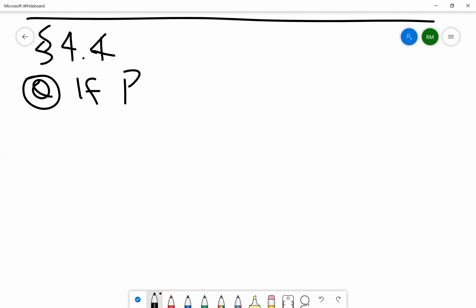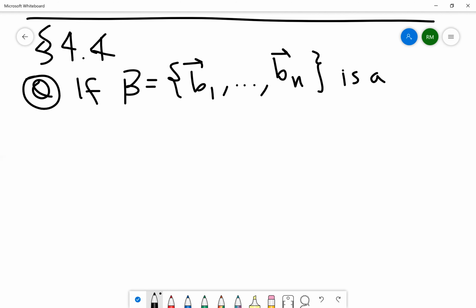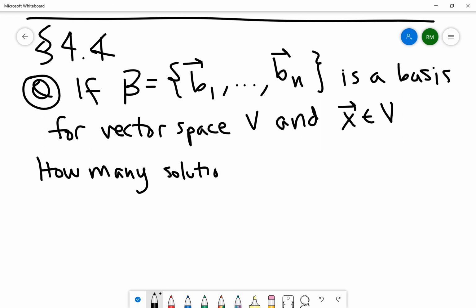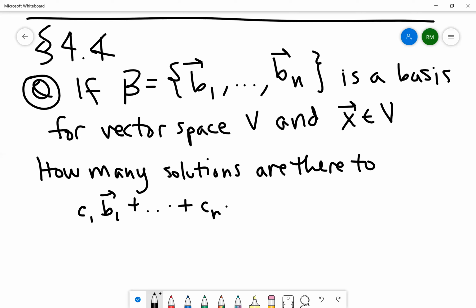So if I have a basis beta that's equal to this collection of vectors, is a basis for the vector space V, and we have a vector X that is a vector in V. How many solutions are there to the equation C1 times the vector B1 plus Cn times the vector Bn equals X? How many solutions are there?